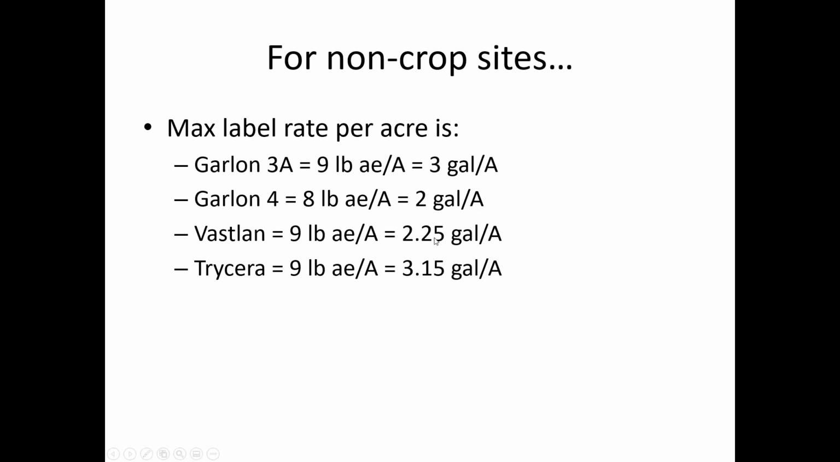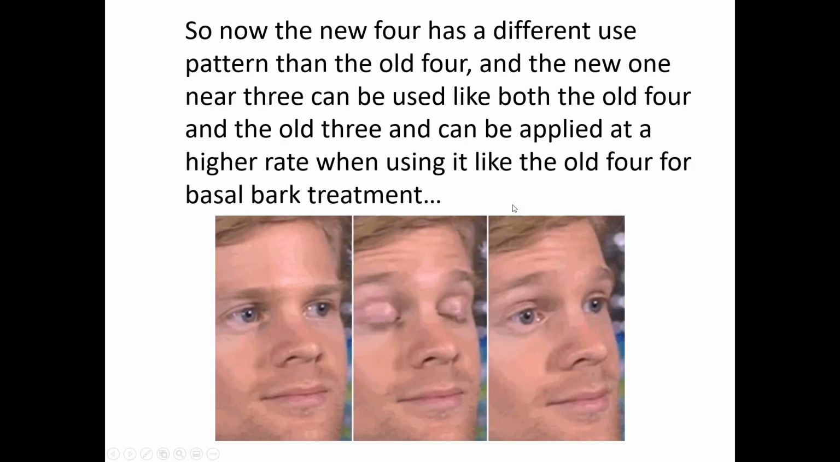Vastland, 2.25 gallons per acre, coming in at 9 pounds acid equivalent. And Tricera, also at 9 pounds acid equivalent per acre, or 3.15 gallons of product on a per acre basis. So it's interesting that 3 of these formulations will allow you up to 9 pounds. The Garlon 4 only allows up to 8 pounds on an acid equivalent basis.